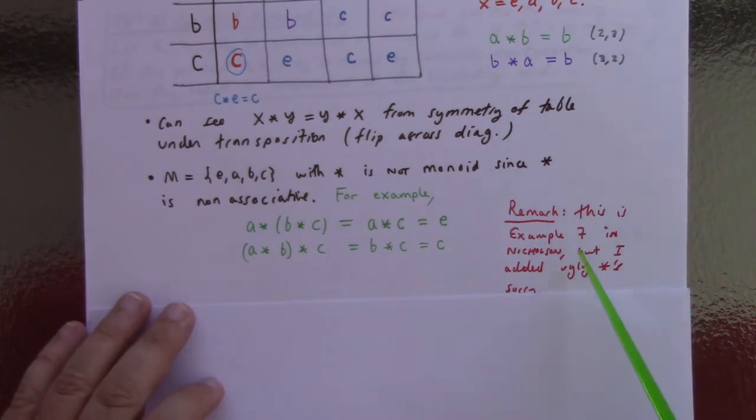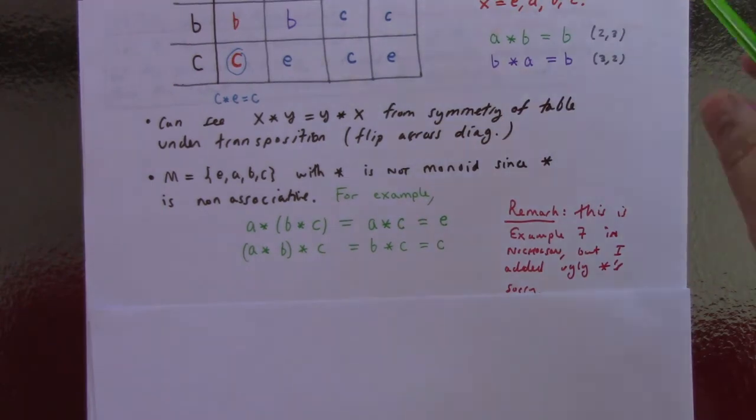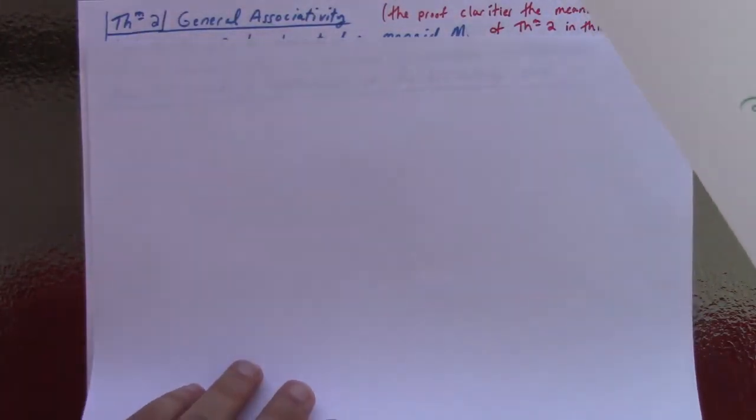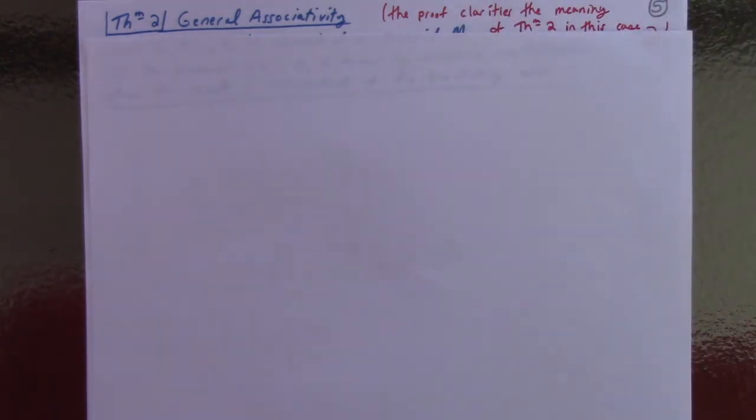By the way, this is example 7 in Nicholson, but I added ugly stars. He has used juxtaposition for his example, which means that he's, well, wiser than I am, but you already knew that. All right, so finally, we get to something that has a little more substance to it.